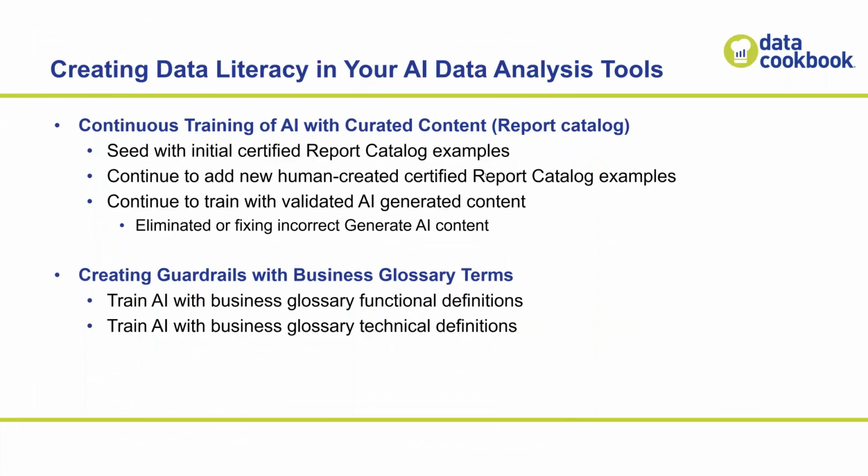And then lastly, when your AI is creating new content, you can load that into the cookbook or into your catalog and go through and either curate it, validate it, or fix it, or eliminate it and say, this is not valid, and have that get fed back once it's valid.